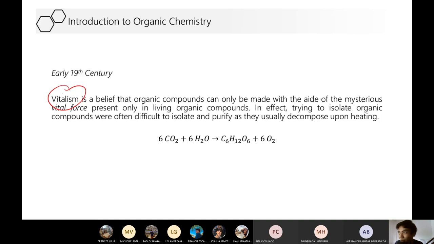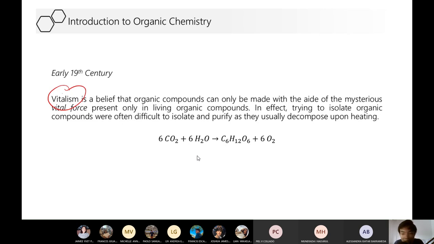So let's think, for example. Kunwari, you're going to create glucose. Gagawa ka ng sugar. So in creating sugar, ito yung isang reaction, di ba? CO2, H2O, C6H12O6, O2. Ito yung photosynthesis reaction, di ba? Ano mapapansin natin? Mga living organisms, they can do this without effort masyado, no?